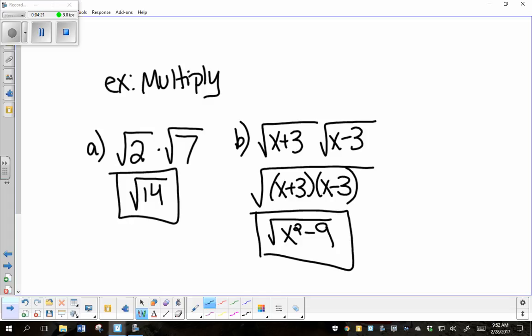Charlie? No, because a difference of squares has to be a minus. So that's a good question. It has to be a minus to be a difference of squares.